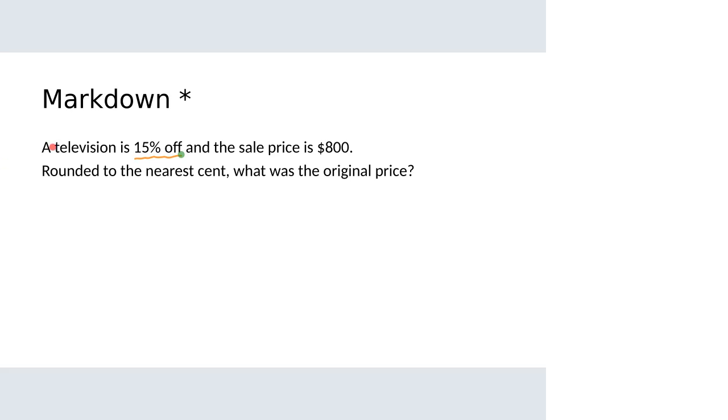The structure here is like the last one, though. We don't know what number the discount was taken on, and that's what we're trying to find, the original price.